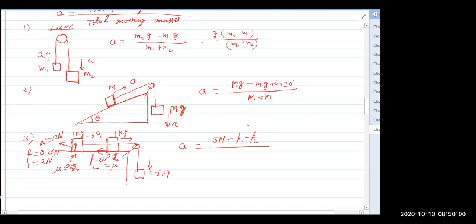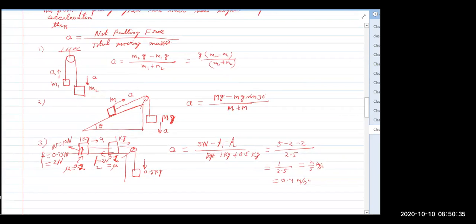So the net pulling force is this much, and the total moving masses are 1 kg plus 1 kg plus 0.5 kg, which is 2.5 kg. So 5 minus 2 divided by 2.5. If you solve it, we get 2 by 5 meter per second square, which is 0.4 meter per second square. So in this way we can solve this question.